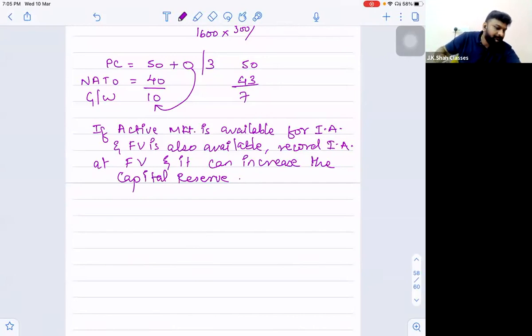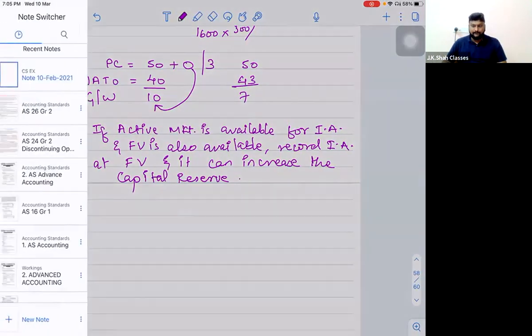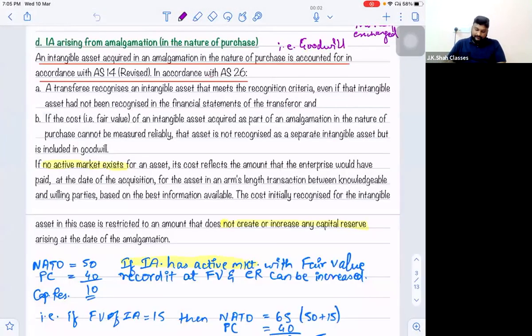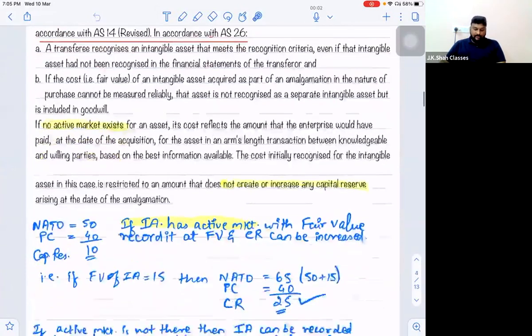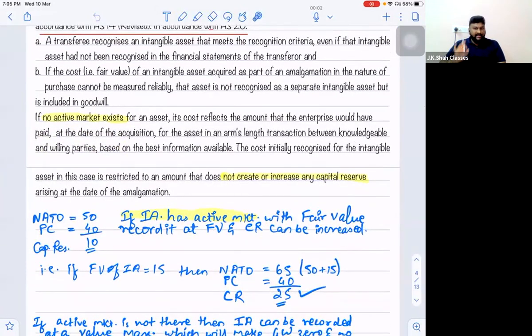This is something tricky. I'll take you back to the theory first, and then I'll come to the examples which I've already written. Now what it says: a transferee recognizes an intangible asset that meets the recognition criteria. The transferee over here is nothing but the buying company. The buying company can recognize an intangible asset that meets the recognition criteria, even if that intangible asset had not been recognized in the financial statements of the selling company, that is the transferor.